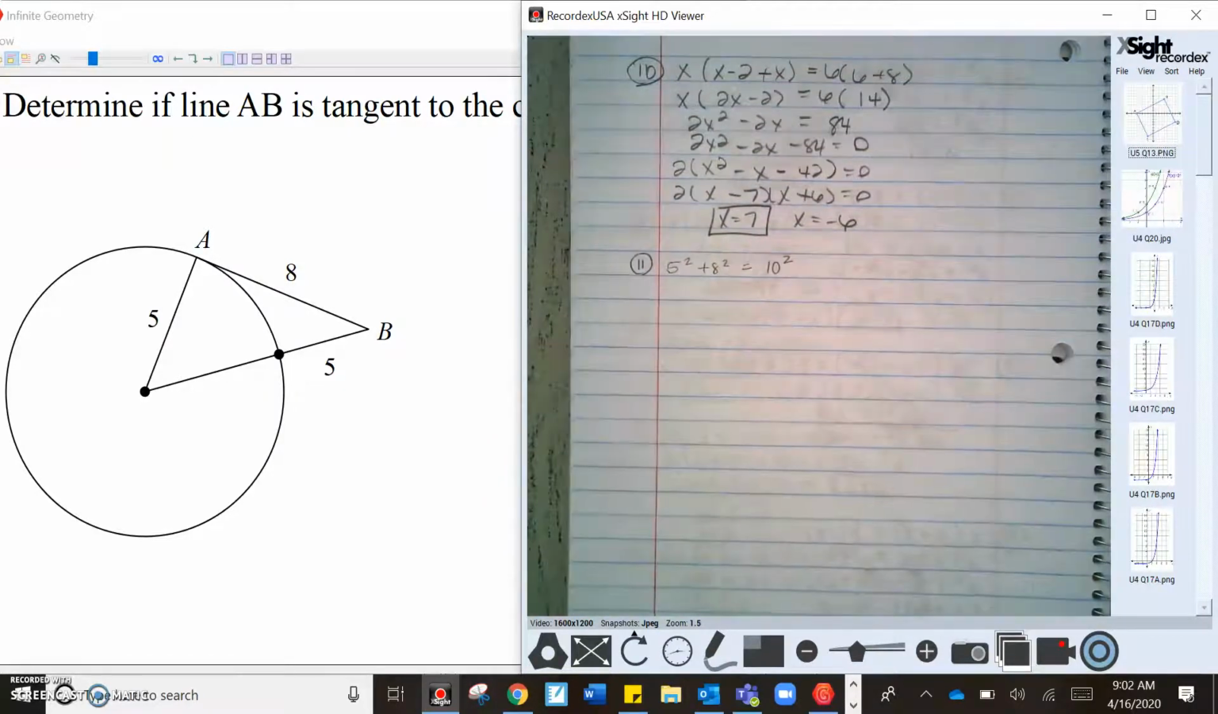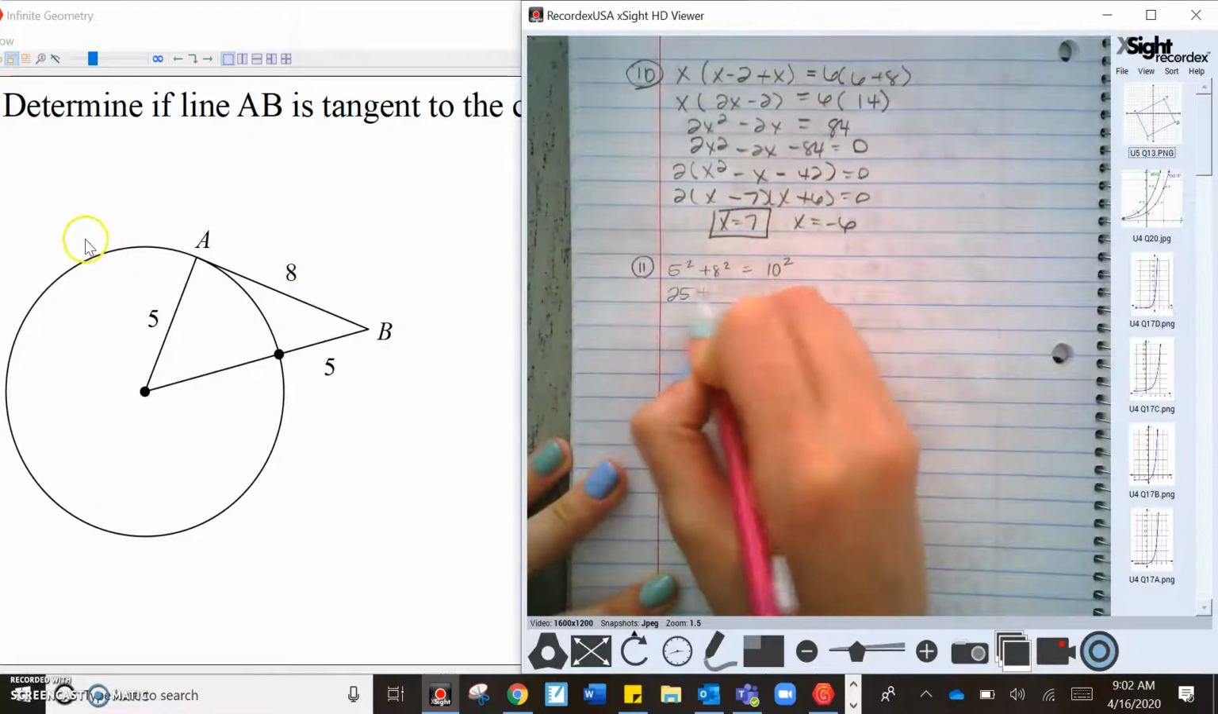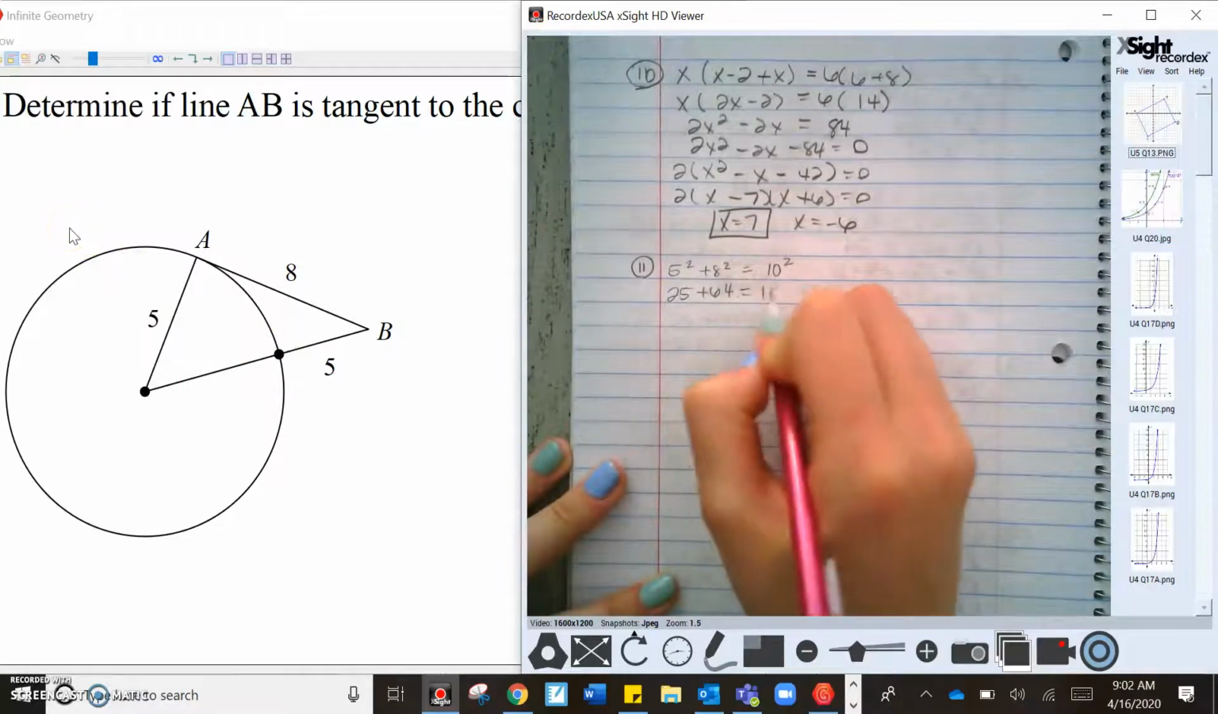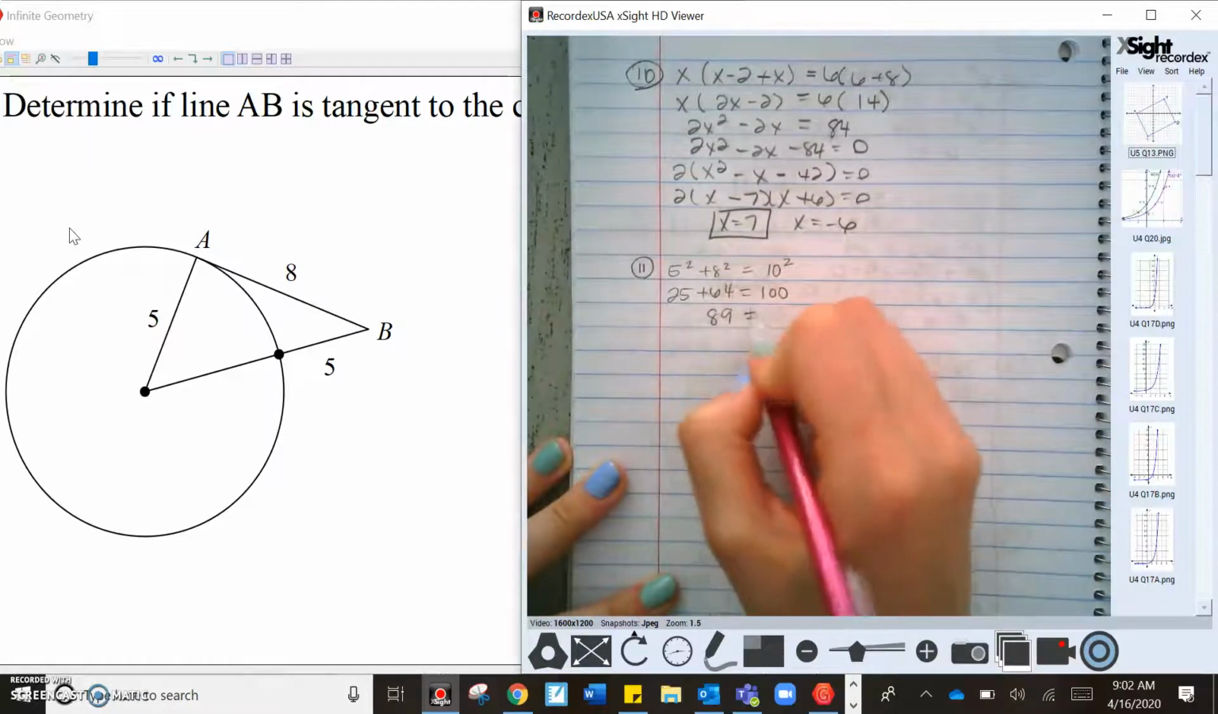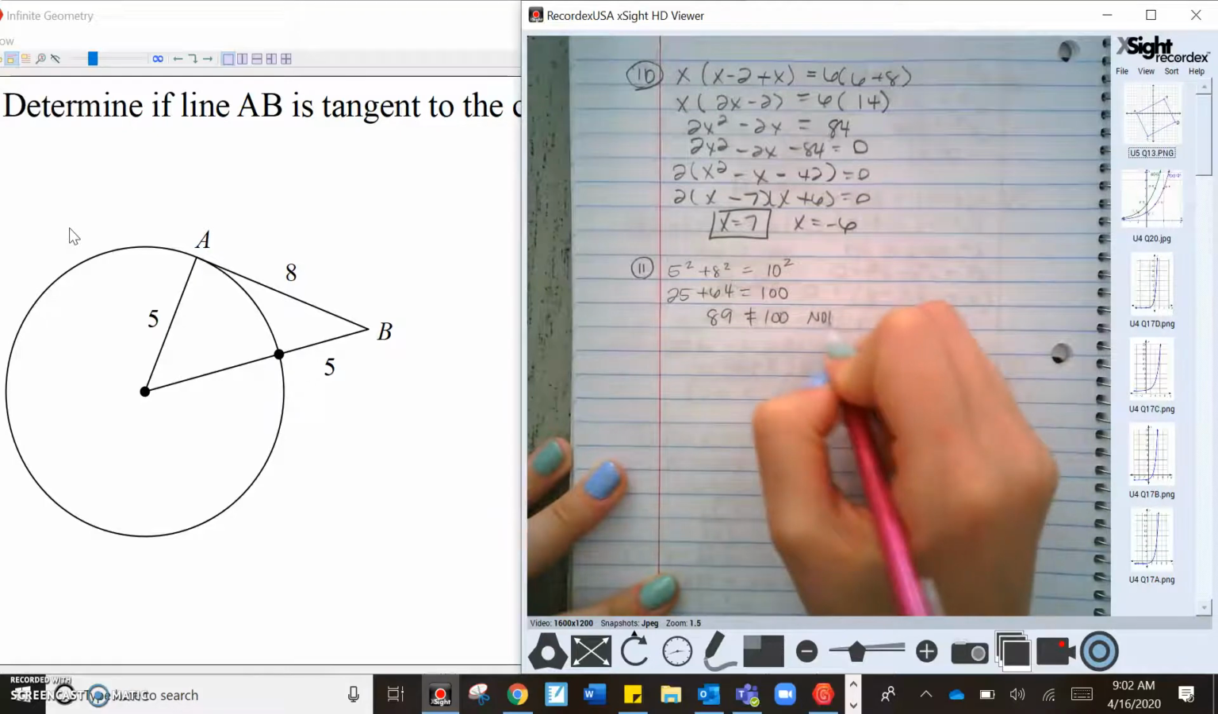Now, how did I get 10 squared? Well, I know that all radii of a circle are congruent. So this segment length right here is also 5. So 25 plus 64, does that equal 100? It does not. It equals 89. So this is not tangent.